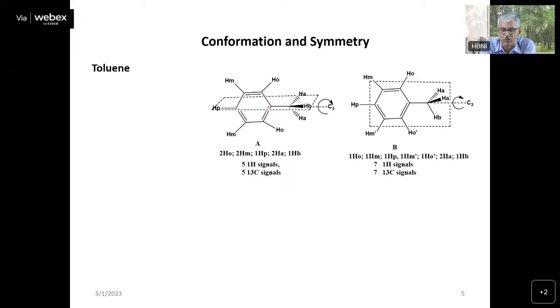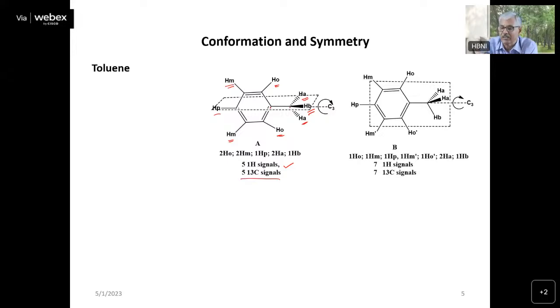You can see this is one conformation where you can see the three hydrogens are not equivalent here. In this situation, you will see that the two ortho hydrogens are equivalent, the two meta hydrogens are equivalent, and the para hydrogen, and you will see that these two hydrogens are equivalent, whereas this third hydrogen is not. So if you fix the conformation in this particular state, you will get 5 proton NMR signals due to 5 groups of protons. Similarly, you will see 5 carbon-13 signals also.